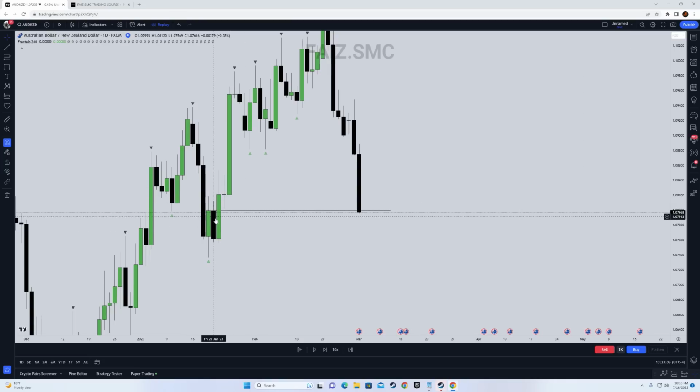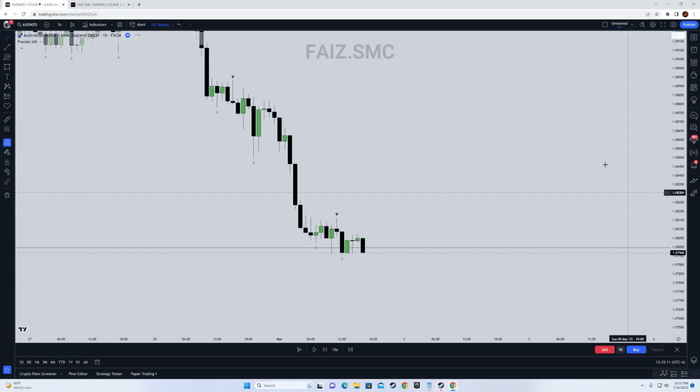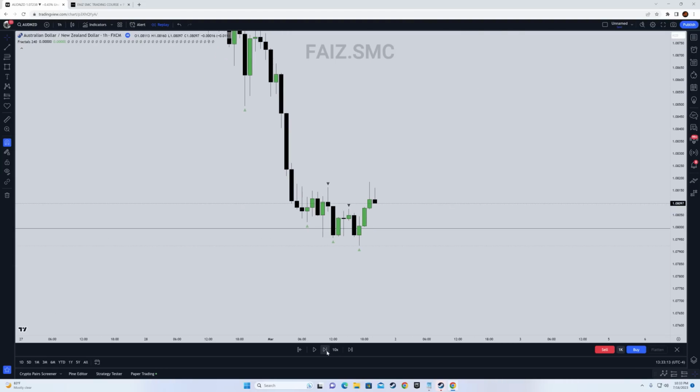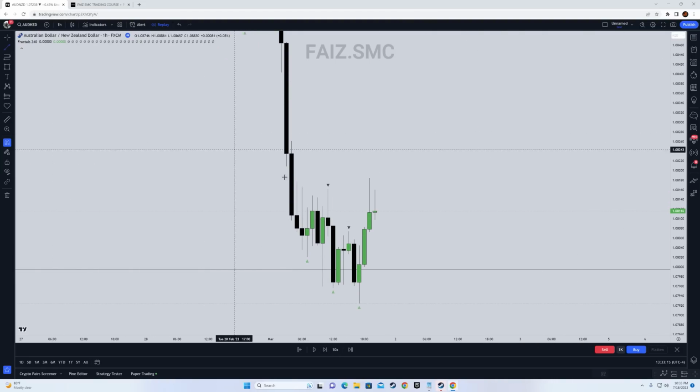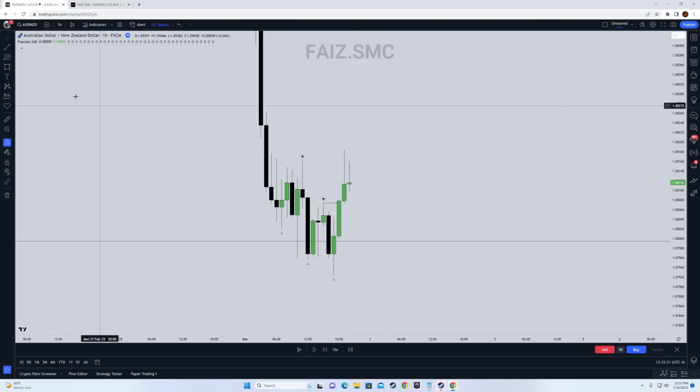So I mark out this order block here, and I'm simply looking for a market structure shift on the 1 hour time frame. So let's see how this plays out. So over here, what do we have? We have a shift in the market structure. This was the high that was identified by the indicator. So now this is going to be our entry point.